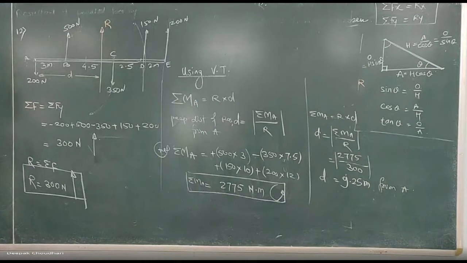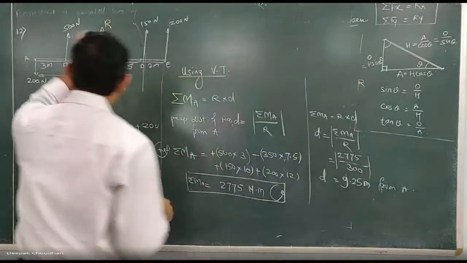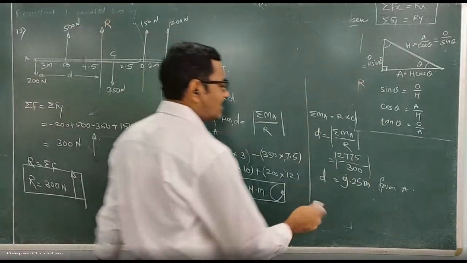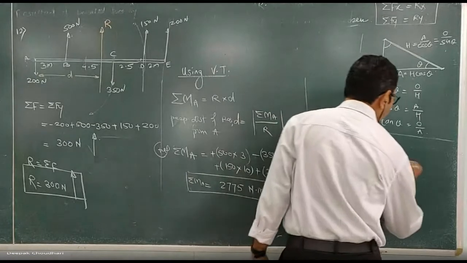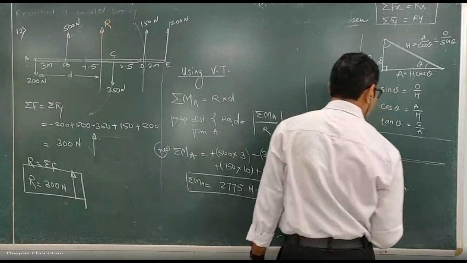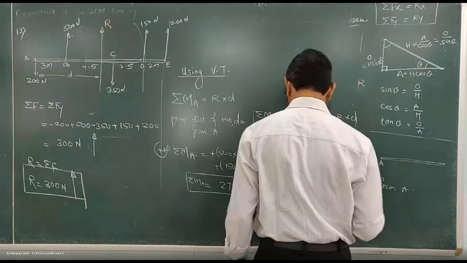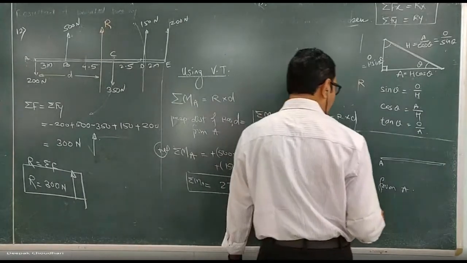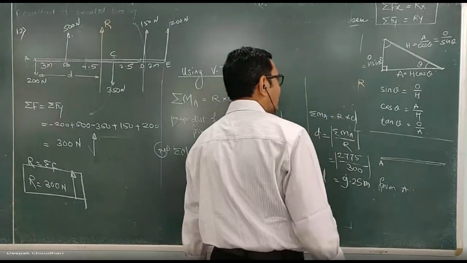Now, whenever you will calculate this distance, whether it is a general force system or parallel force system, ये distance calculate करने के लिए ये resultant ये figure पे मत दिखाओ. यार यहाँ पे एक simplified figure draw करो. ये rod है आपका. यार this is the point A, and the resultant is acting vertically upward at a distance of 9.25 meter from A.